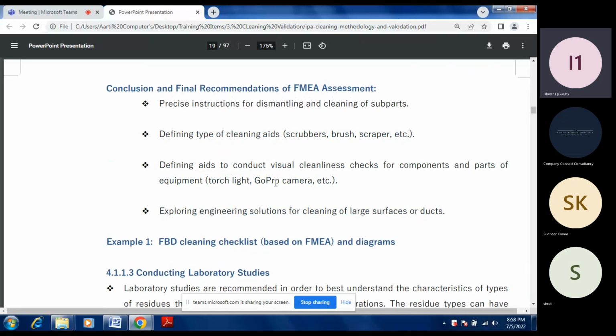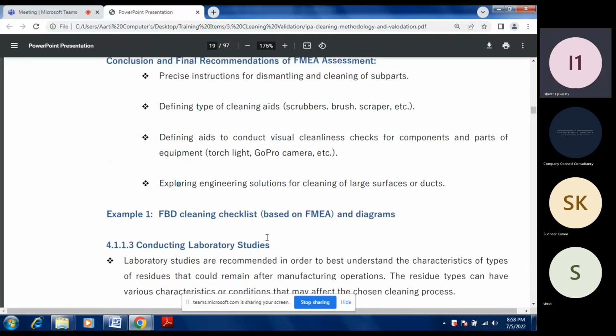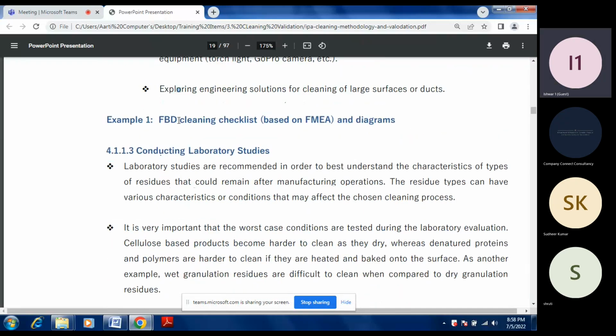That is the borescopic process. And exploring engineering solutions for the cleaning of large surfaces or ducts. Now, as I told you, we should have the operation and cleaning procedure. So how the cleaning is performed, we should have the cleaning checklist.